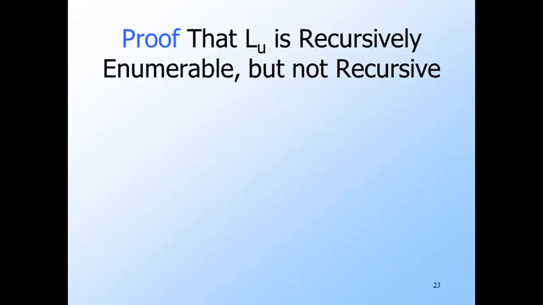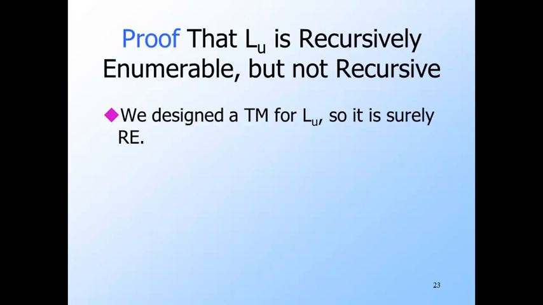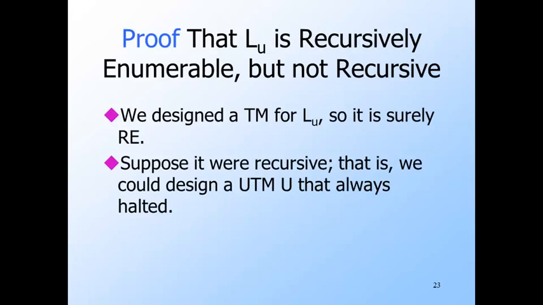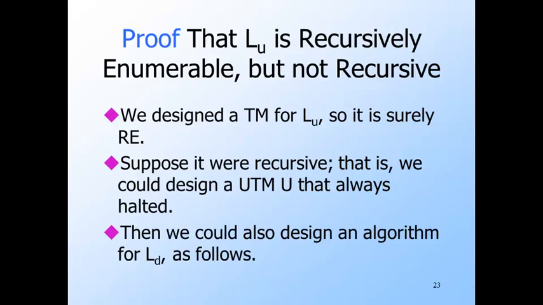We claim that the language L sub u is recursively enumerable but not recursive. We just showed that there is a Turing machine for the language L sub u, so surely L sub u is recursively enumerable. But suppose L sub u were recursive. That means there is a Turing machine that always halts and whose language is L sub u. If that were the case, then L sub d, the diagonalization language, would also be recursive. We're going to explain why on the next slide. But we already know that L sub d isn't recursively enumerable, let alone recursive.